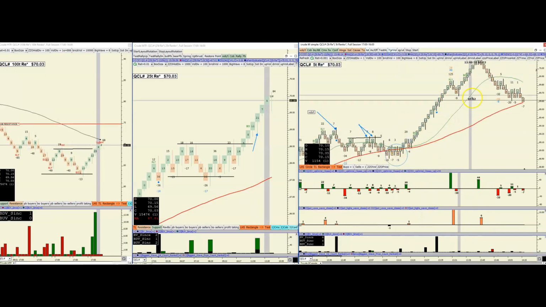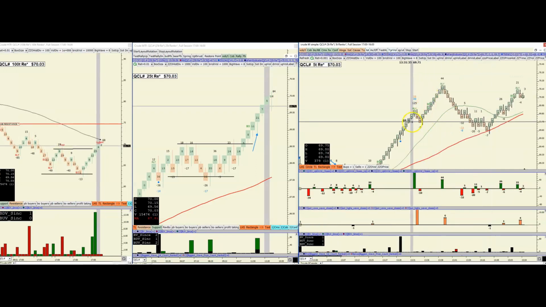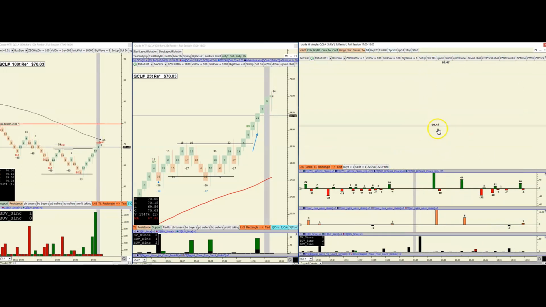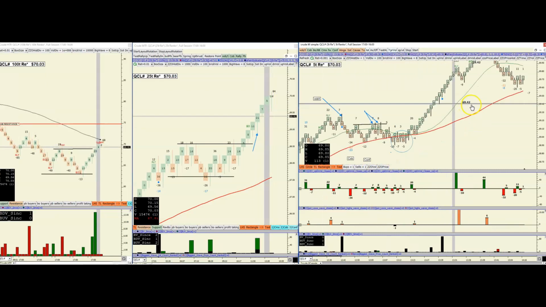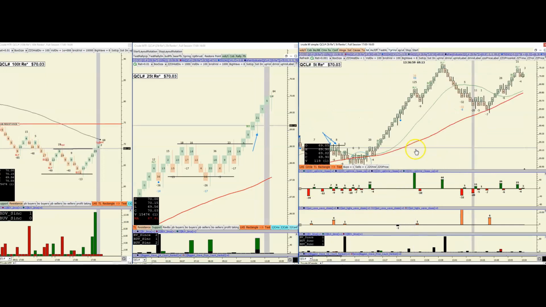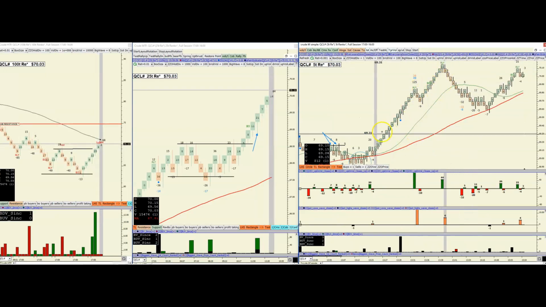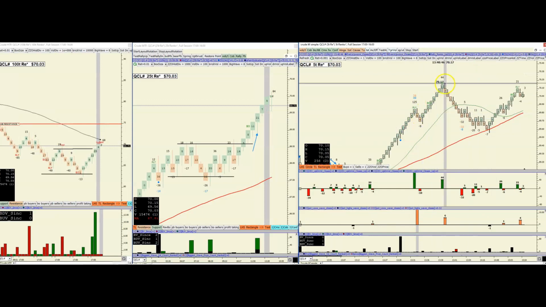Look at the size of this. Look at the size of this. Clearly, there's a lot of shorts here that got squeezed. Why? Because they saw the lower low confirmation. They saw the volume, they saw the selling, they saw the upthrust in here, they saw the lower low again. They thought it was going to break, and it didn't. What did it do? It squeezed them. It's all short squeeze.